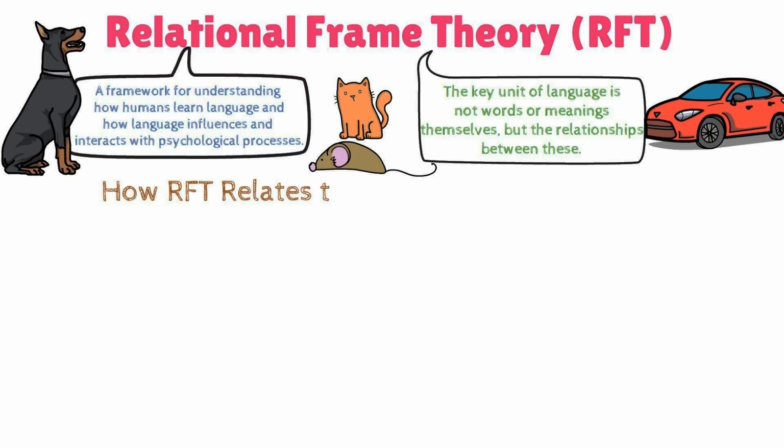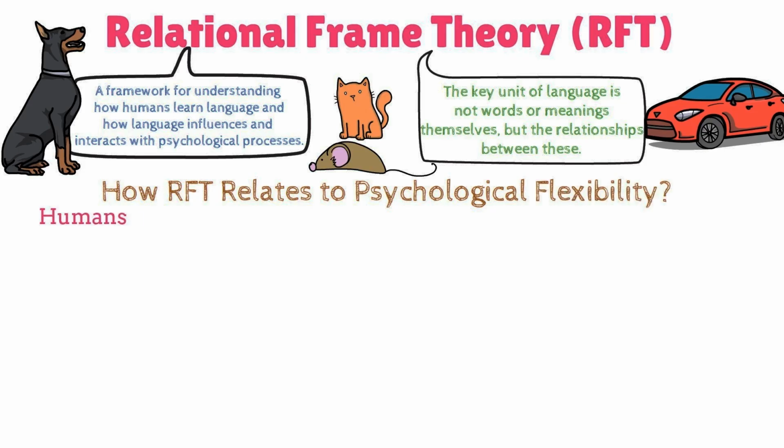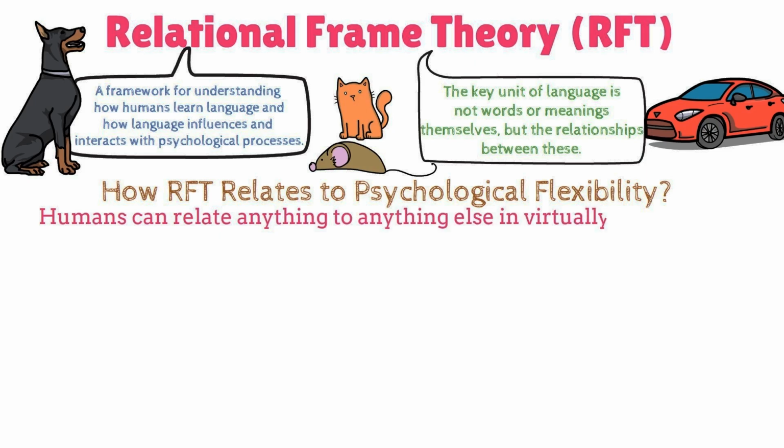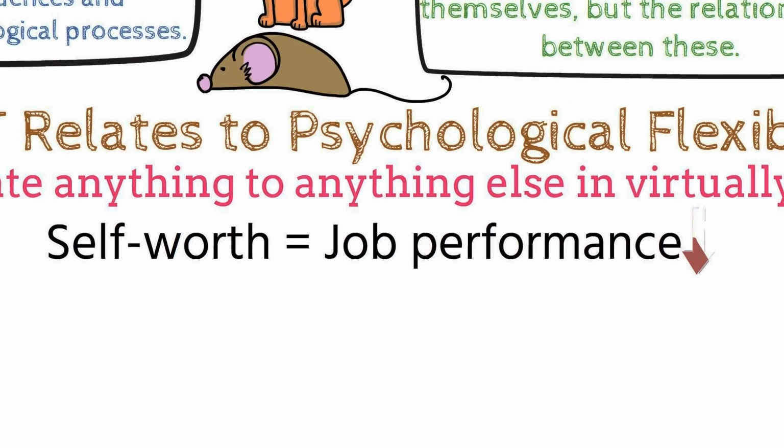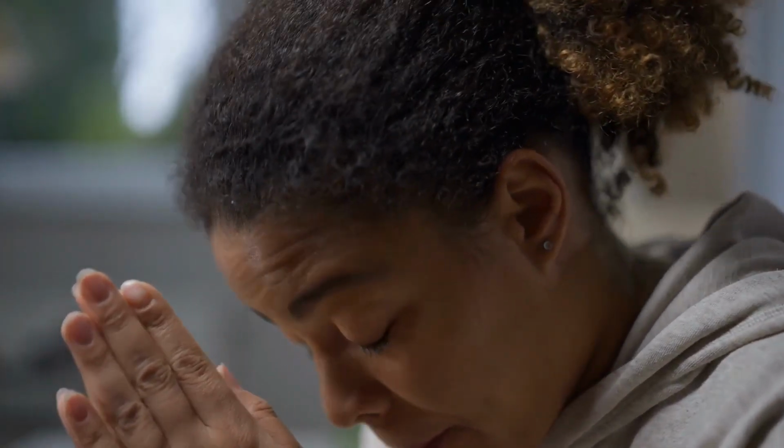How RFT relates to psychological flexibility. One of the most impactful insights from RFT is the understanding that humans can relate anything to anything else in virtually limitless ways, and this can be both an advantage and a source of suffering. For example, if someone is taught to relate their self-worth to their job performance, failures at work may be interpreted as personal inadequacies. This type of thinking pattern can lead to rigid mental behaviors that RFT and ACT aim to address. RFT explains why language can trap us in unhelpful patterns of behavior.